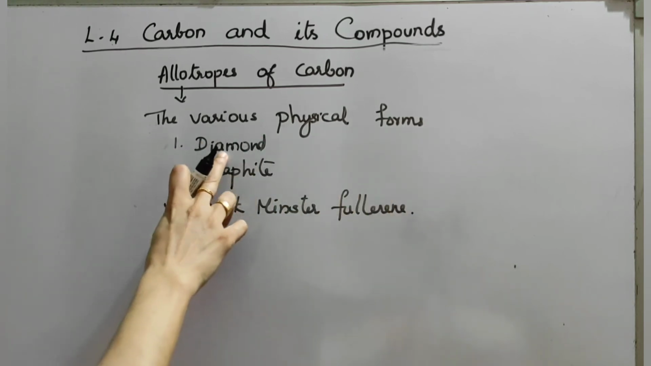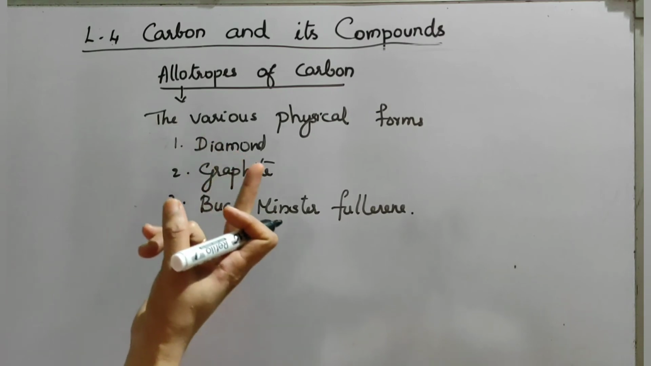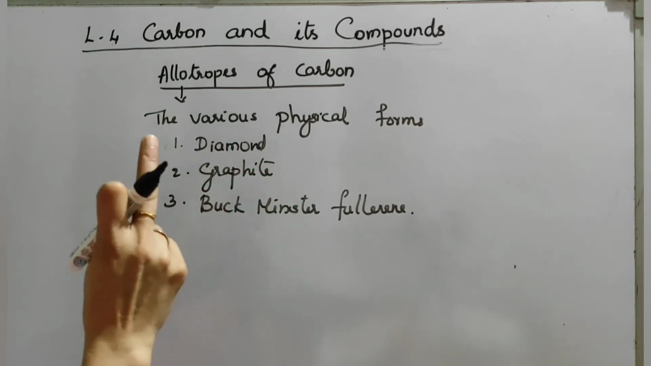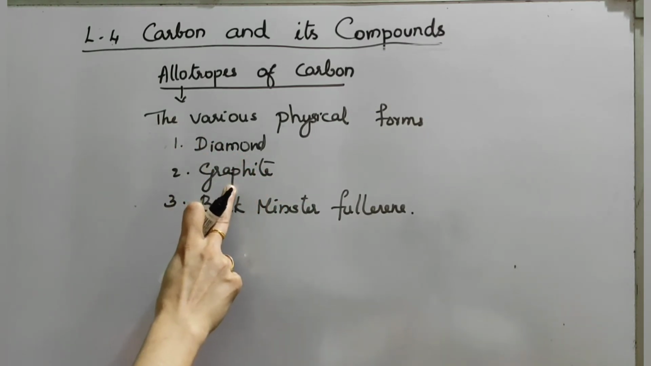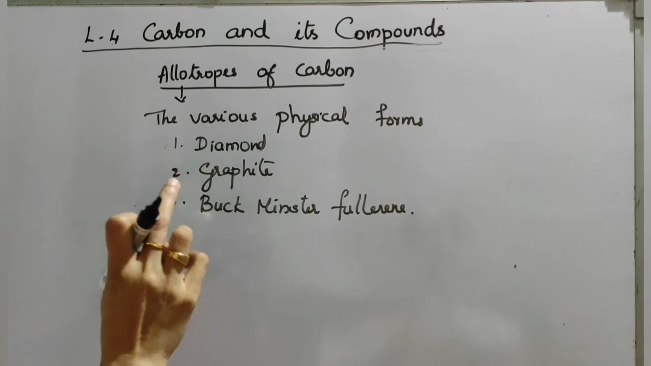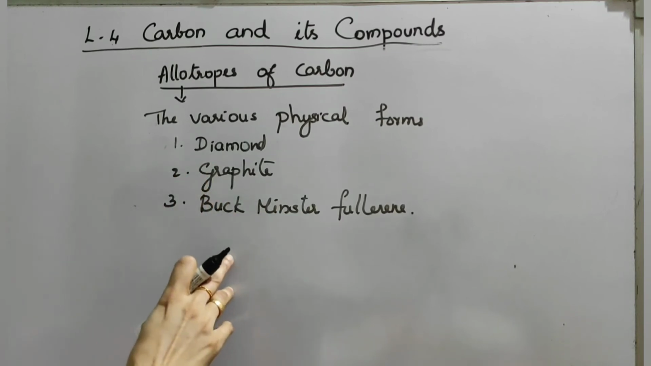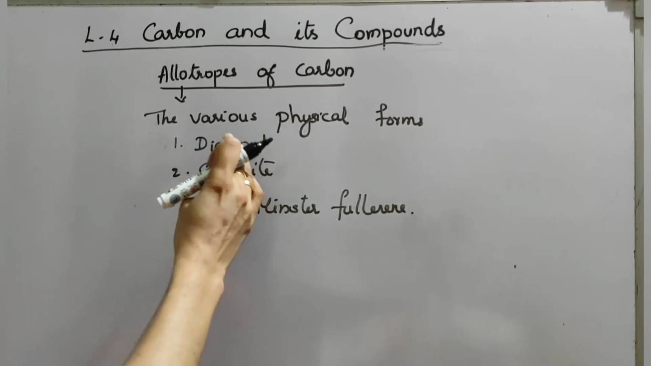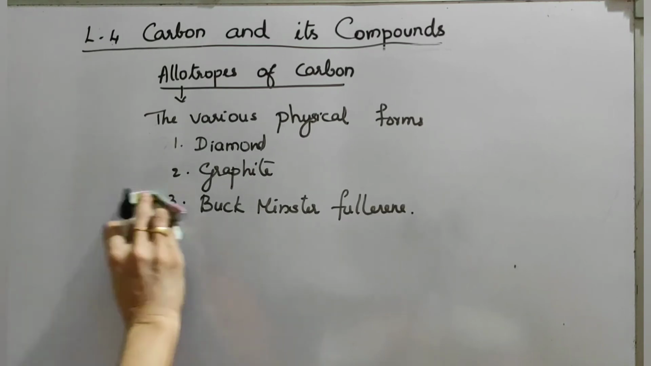In the case of diamond, diamond is an allotropic form of carbon. It is not a carbon, it is an allotropic form of carbon. Graphite also, and Buckminster fullerene is recently discovered. These are the three physical forms, the allotropes of carbon. Now we are going to study the separate properties of diamond, graphite and Buckminster fullerene.